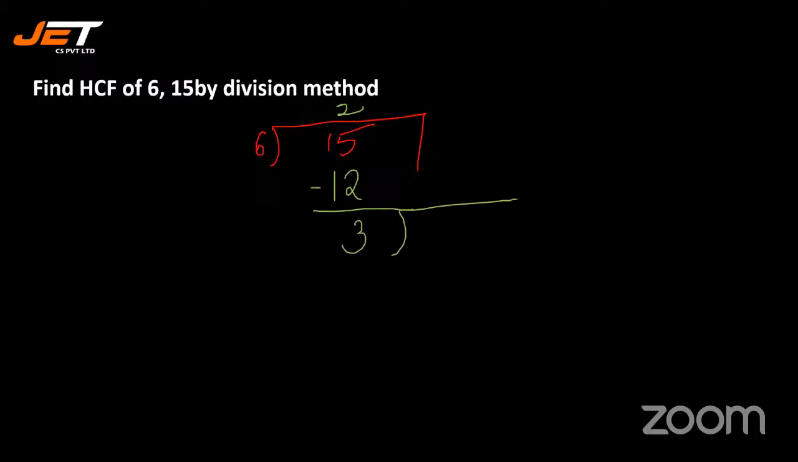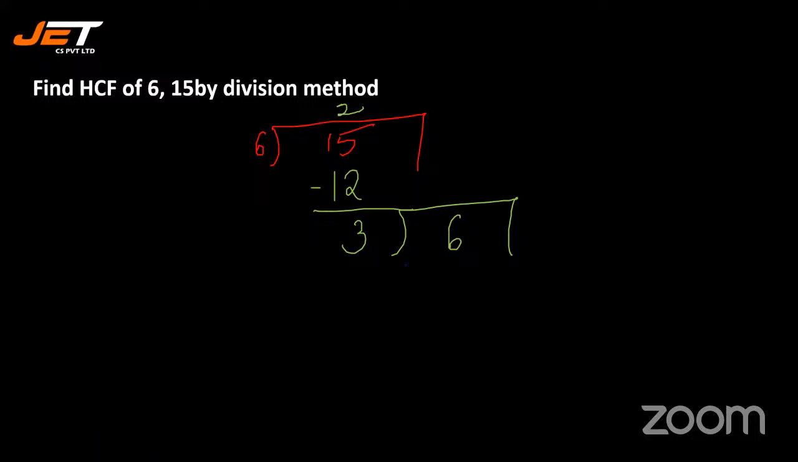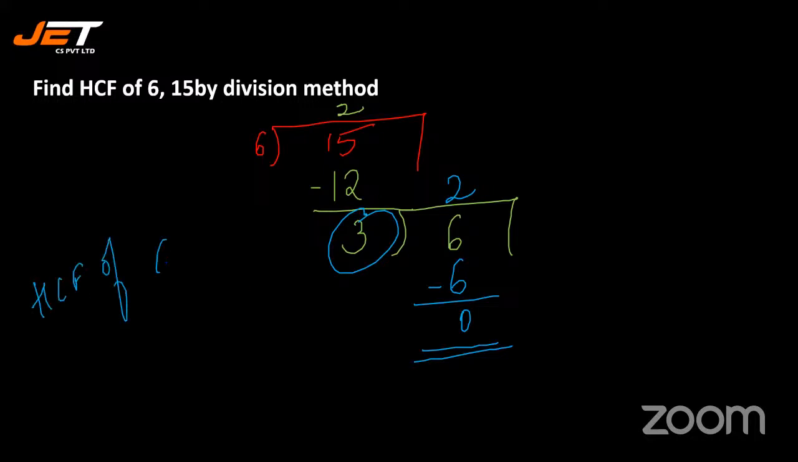All right. So here, 6 is smaller than 15. So 6 will be the divisor. 15 will be the dividend. 6 times 2 is 12. Take away, it's 3. Now 3 being the remainder will be the divisor and 6 will be the dividend. And over here, it's like 3 times 2 equals 6. So I can say that the HCF of 6 and 15 is 3. Yeah?